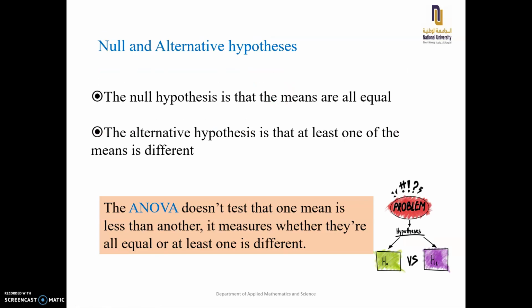So what are the null and alternative hypotheses when you are using analysis of variance? In the null hypothesis, you say that the means are equal, like I have mentioned, mu1 is equal to mu2 is equal to mu3 if you have 3 groups, up to mu k if you have k groups. Okay. In the alternative hypothesis, you say that at least one of the means is different. So the Anova doesn't test whether one mean is less than another. It measures whether they are equal or at least one is different.